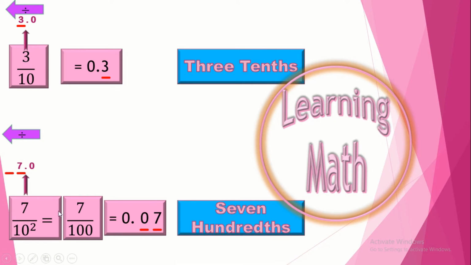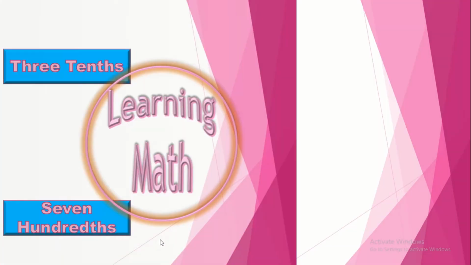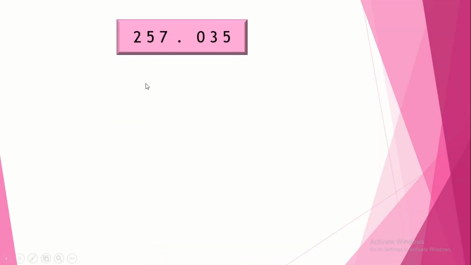Something else. Over 10, here is the first digit after the point. 10 has 1 zero, or 10 to the power 1. We have the first digit after the point. Here is over 10 to the power 2. It became the second digit after the point. So, according to the power of 10, we note the position of this digit after the point. Now let's have an example together.